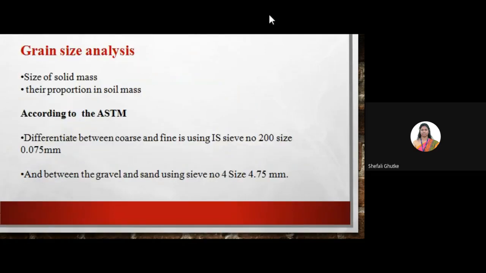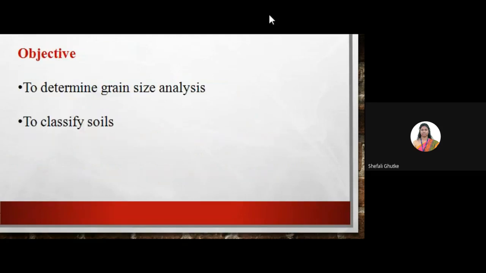Basically, grain size analysis is used to determine the size of solid mass and their proportion in the soil mass. According to the American Society for Testing and Materials, we can differentiate between coarse and fine grain by using IS sieve number 200 having size 0.075 mm, and we can again differentiate between gravel and sand by using sieve number 4 having size 4.75 mm.